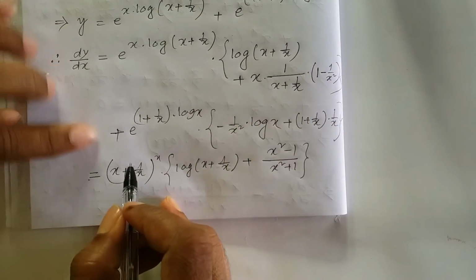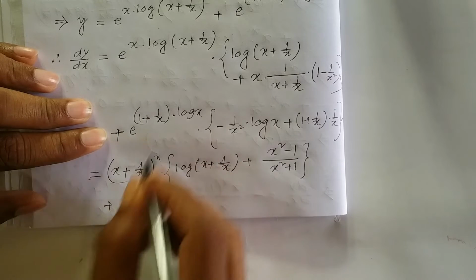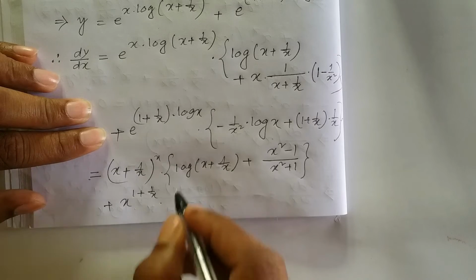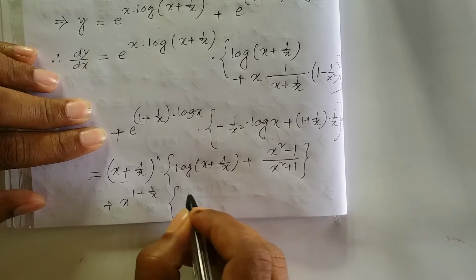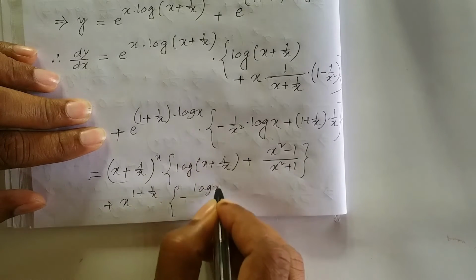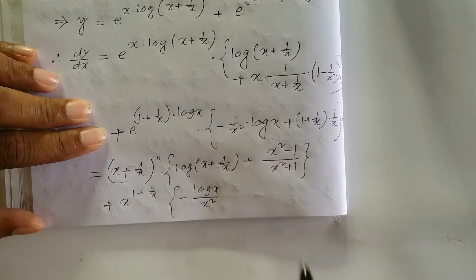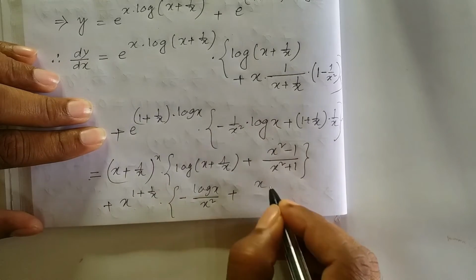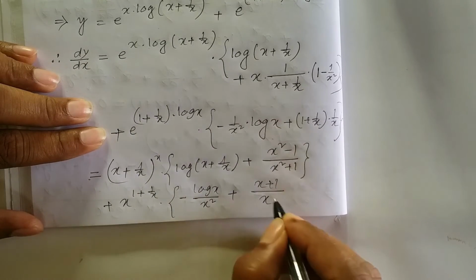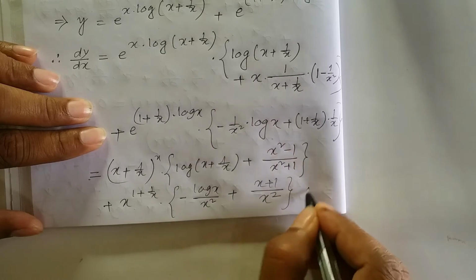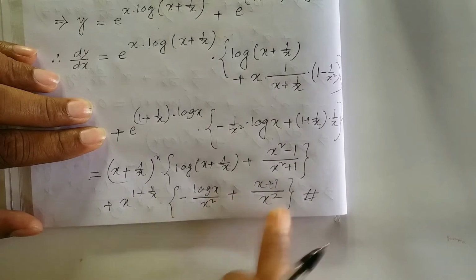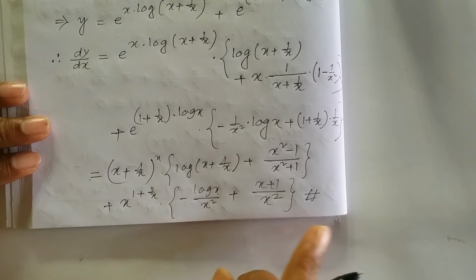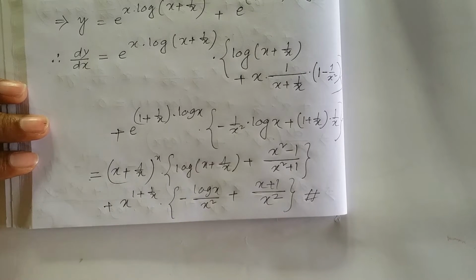So this is the calculation of the first one, and the second one plus, it is actually x to the power 1 plus 1 by x into the remaining term here is minus log x by x square, and this term is actually plus. By taking LCM, it is x plus 1 by x square. So you may leave the answer here. You may take common x square also, but that is not necessary. So that is the solution for the question.